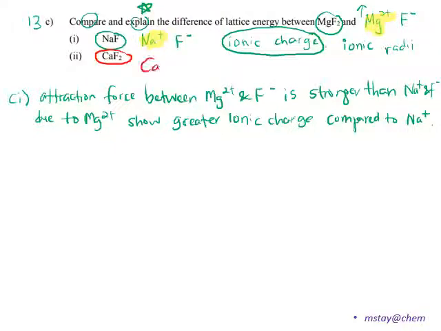So next we will look at calcium fluoride. So we have Ca2+ and F-. So this time when we compare between these two ions, Mg2+ and Ca2+, they are the same since both of them have the same ionic charge. So that means we are going to compare with the ionic radius. So for C2, the factor that we consider is ionic radius.